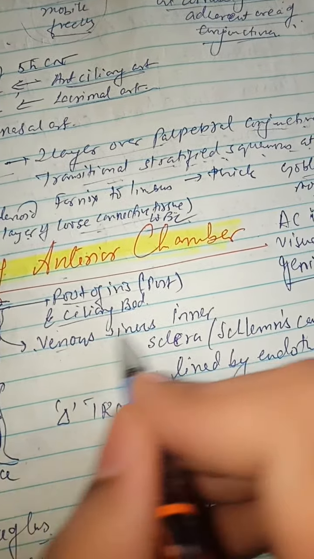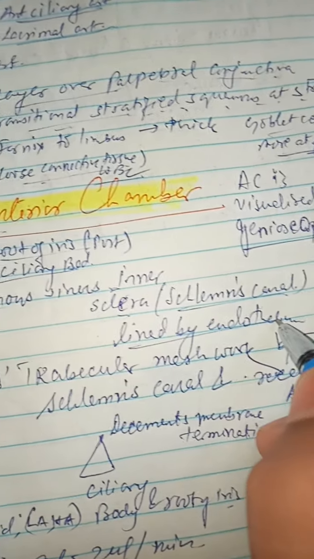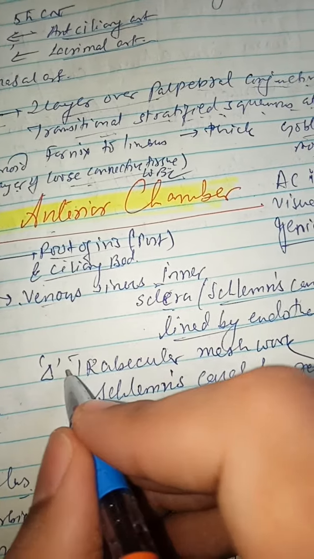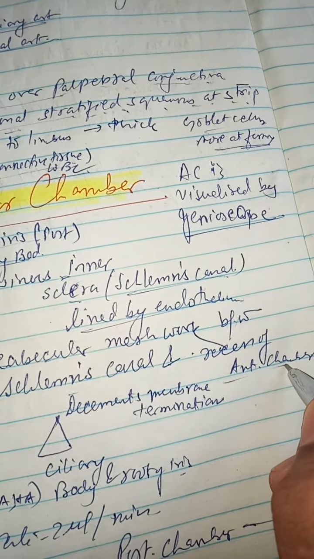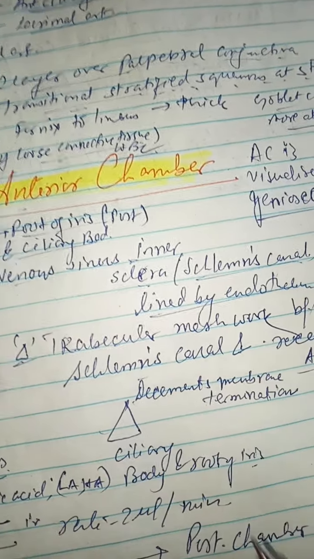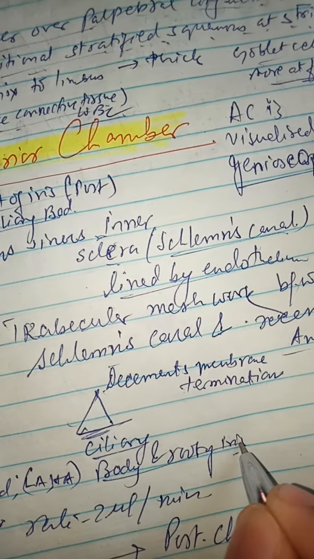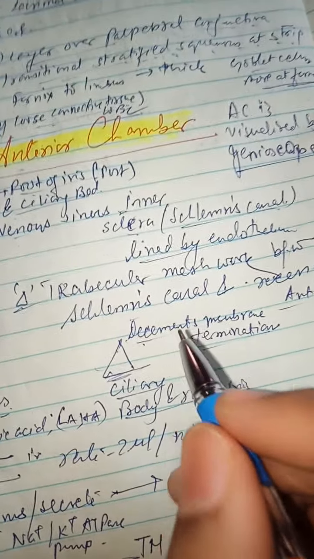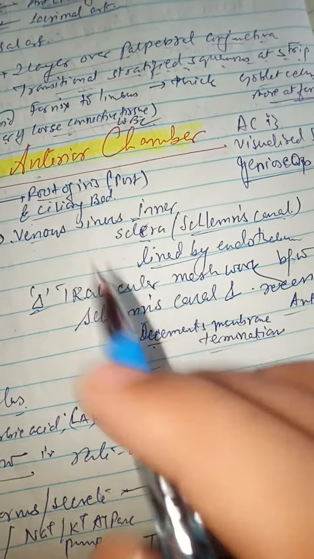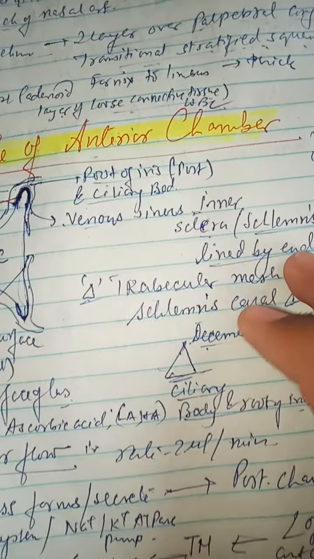It is composed of a venous sinus inner to the sclera, which is known as the canal of Schlemm, which is lined by endothelium. Inside, there is a triangular trabecular meshwork between the canal of Schlemm and the recess of the anterior chamber. This triangular trabecular meshwork has its base in the ciliary body and the root of the iris, and the apex at the termination of Descemet's membrane. So the trabecular meshwork and the canal of Schlemm help in the drainage of the aqueous humor.